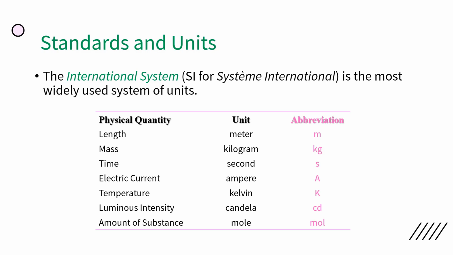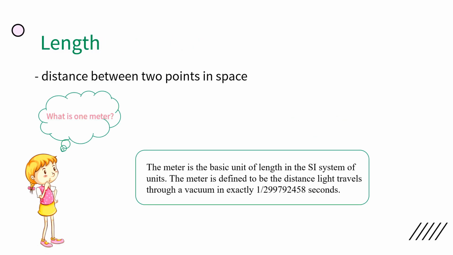In mechanics, all the physical quantities that we will encounter is based on the three basic quantities: length, mass, and time. Length is simply defined as the distance between 2 points in space. 1 meter, which is the basic unit of length in the SI system of units, is defined to be the distance light travels through a vacuum in exactly 1 over 299,792,458 seconds.